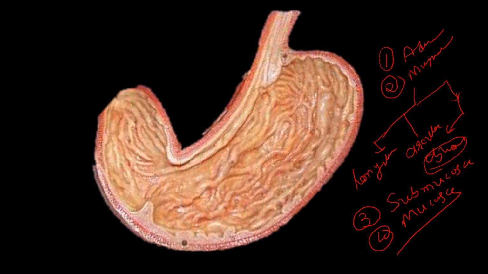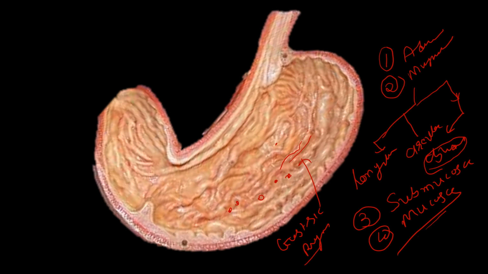Now, the mucosa is thrown into folds on the inner side of the stomach. These folds are known as gastric rugae. As well, on the internal side, we can see various pits. These are known as gastric pits, which receive the secretion of the gastric glands. Again, the mucosa of the stomach is thrown into folds, which are known as gastric rugae. As well, we can see the gastric pits.